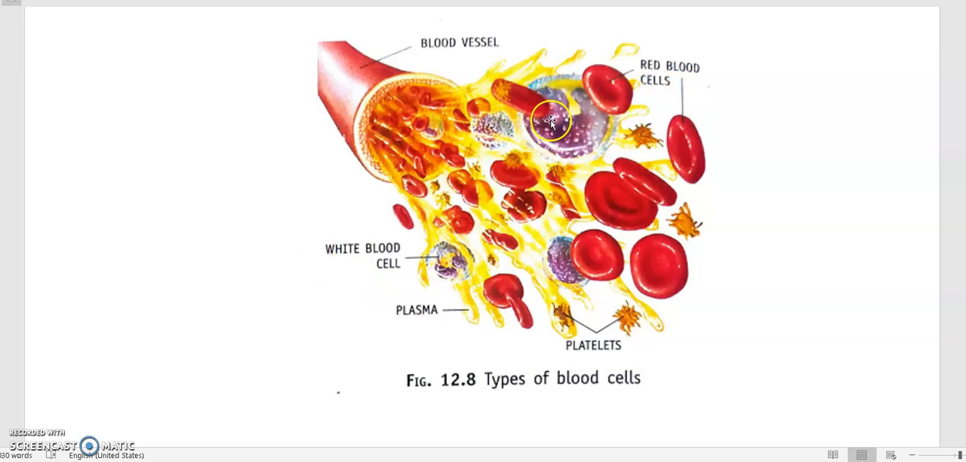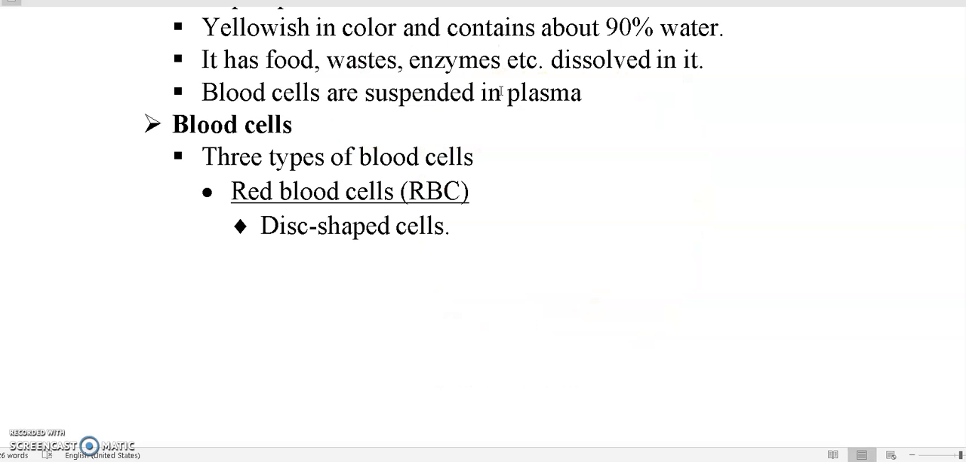These, a bit larger than RBCs, are white blood cells. That doesn't mean they are white in color. So these are white blood cells, this yellow is plasma, and these are platelets, which are smaller than RBCs. So this is your blood vessel, and inside there is this liquid, which is plasma, and then RBCs, which are disc shaped cells. So if we talk about shape, they are disc shaped.